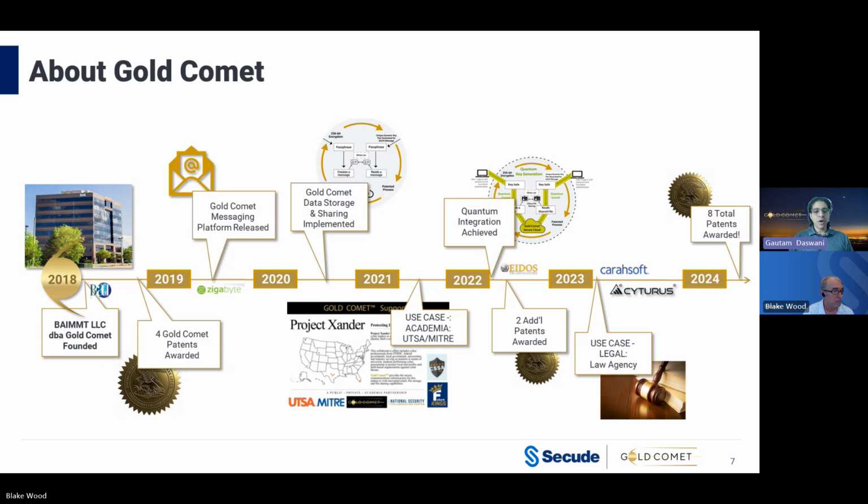In 2019, we acquired 4 patents, and those patents were really around methods for secure access control, secure email credentials. We basically started off as an email platform, the capability to share information like an email platform, and we developed from there. In 2020, we queued up our Gold Comet data sharing and data storage. So we pivoted our focus on data storage and the capability to share that information through the email messaging abilities that we already had.